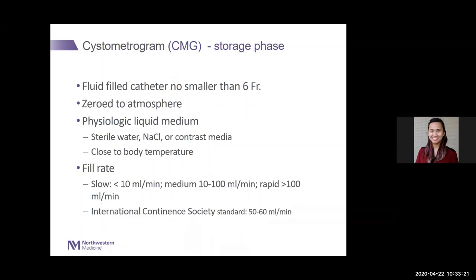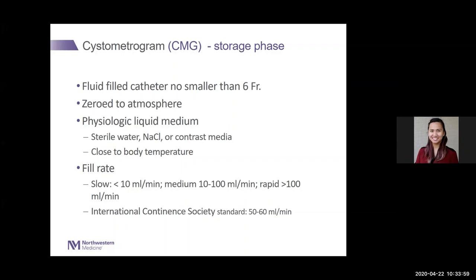Okay, so we'll talk about the storage phase a little more. How is this done, right? It's important to know this, and I would encourage all of you that are in training to spend some time in the urodynamic suite, even if it's not required. I have my residents go there and stay there with our nurse to really learn how to troubleshoot and learn what's done during the study. So you don't want too small of a catheter, we zero it to atmosphere, and we fill with hopefully some sort of physiologic fluid. We can use contrast, sterile water, saline. We'd like it close to body temperature, though it ends up mostly being room temperature for people.